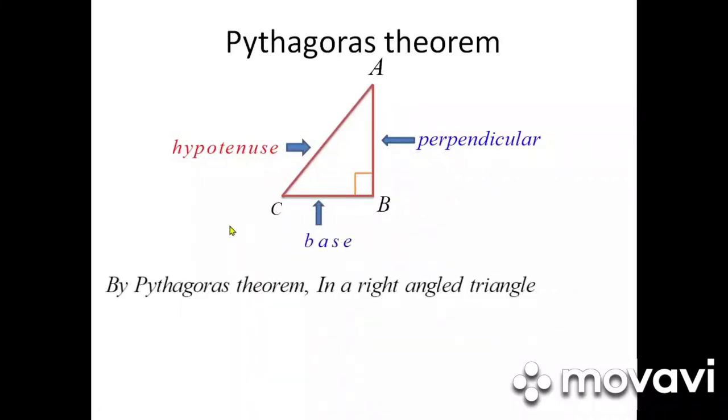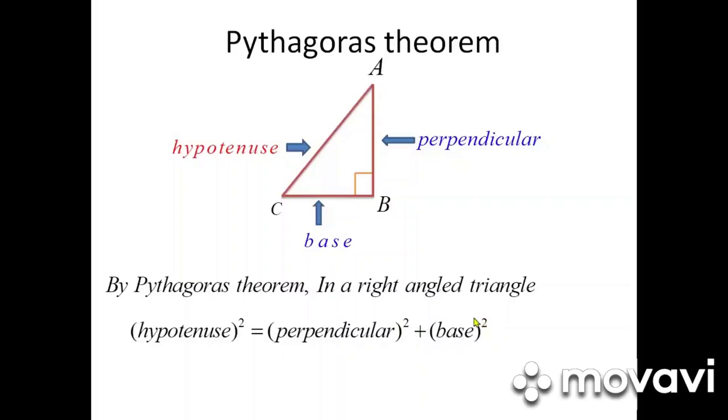So by Pythagoras' theorem, in a right-angled triangle, the hypotenuse square is equal to perpendicular square plus base square. In this right-angled triangle ABC, the hypotenuse AC square is equal to perpendicular AB square plus base BC square.